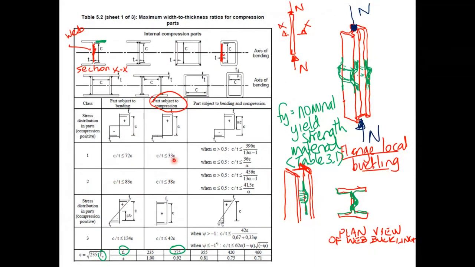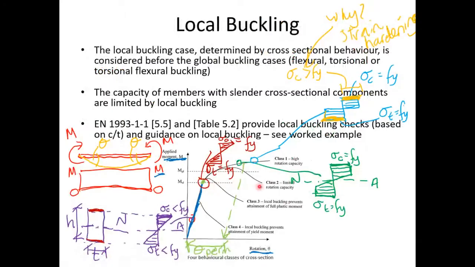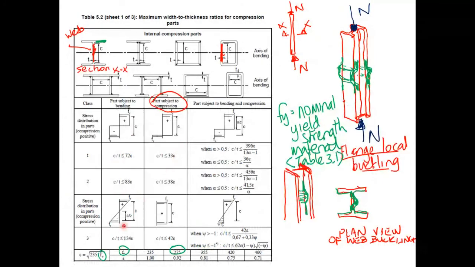If the ratio of C over T is not less than 33 epsilon, then I go on and check, is it a class two section? So is C over T less than or equal to 38 epsilon? If it's between 33 and 38 epsilon, then it's going to be a class two section. So what does a class 2 section mean? It means that we can get full plasticity out of it, but with limited rotation. And in practice, that means we can use the same design equations for class 1 and class 2 sections in our design.